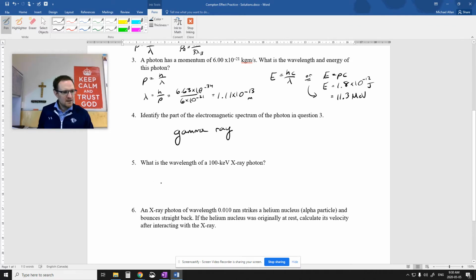What's the wavelength of a 100 kilo electron volt X-ray photon? 100 kilo electron volt X-ray photon. What do you want to find? The wavelength.